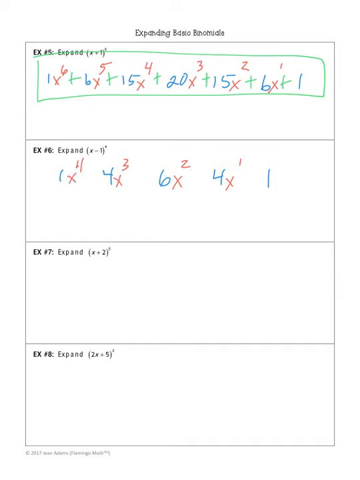But this one, hopefully you didn't get tripped up by this one. You've got a negative here. So the sign here is always positive. So then you alternate signs. So positive, negative, positive, negative, positive. So there you go. Make sure you double check those signs.